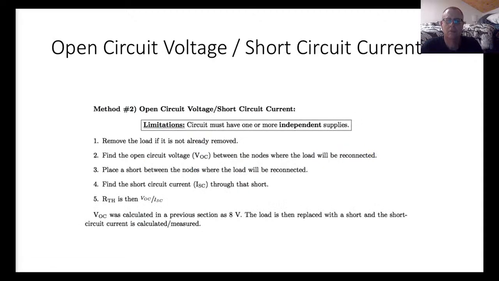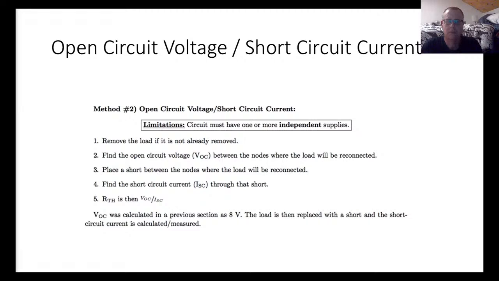Second technique is called the open circuit voltage or short circuit current technique. And this technique requires that we must have at least one independent supply. We can't have a circuit made up completely of dependent supplies. So step one, as with all of these, is to remove the load. Then we find the open circuit voltage between the nodes where the load was connected. So we take the load away and we figure out what the voltage there is without the load connected.